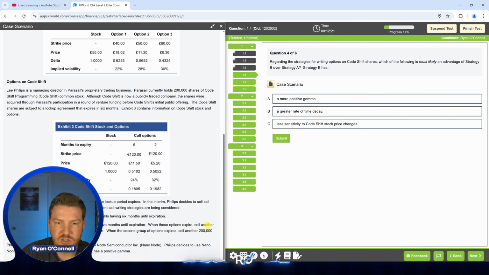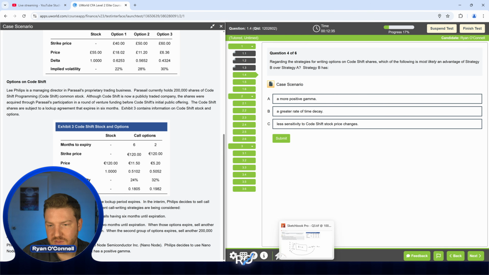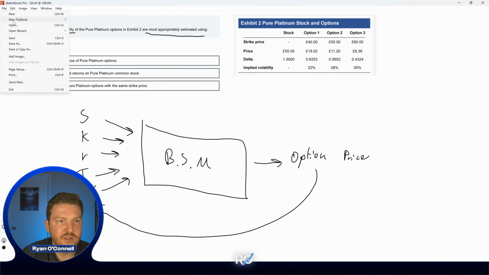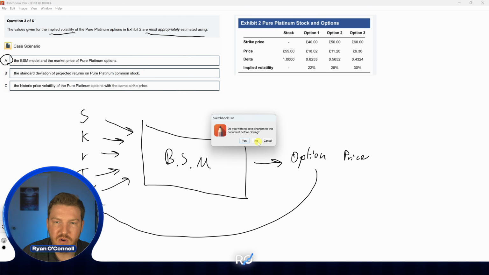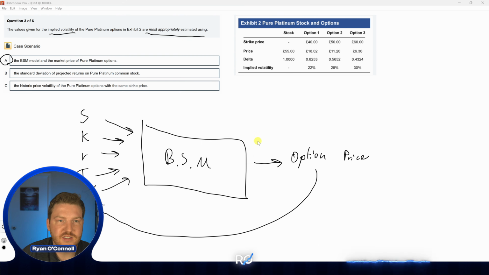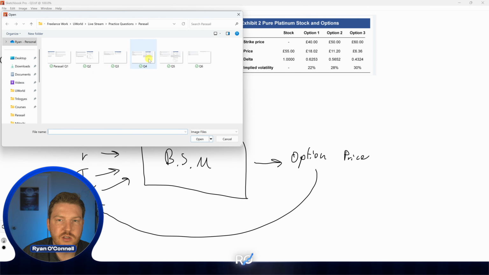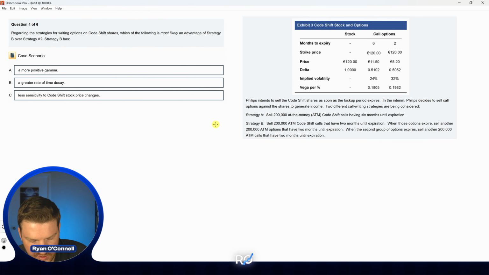When those options expire, sell another 200,000 at the money options that have 2 months until expiration. And then when the second group of options expires, sell another 200,000 at the money call options that have 2 months until expiration. So this one is kind of an interesting one, and I think it's a good one in terms of understanding the intuition behind how options work at greater depth.